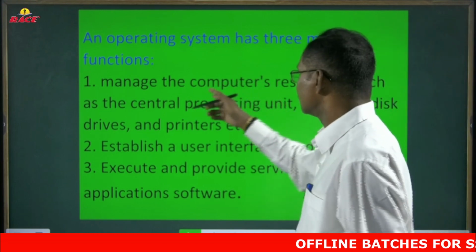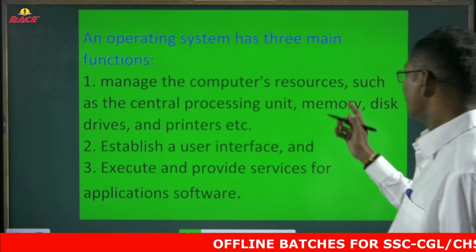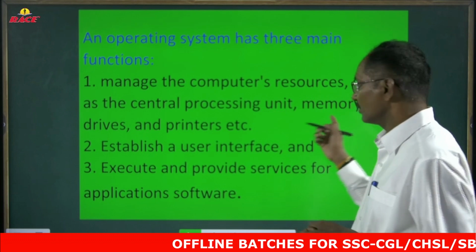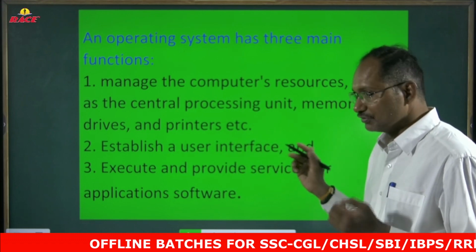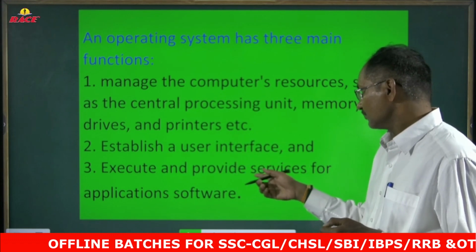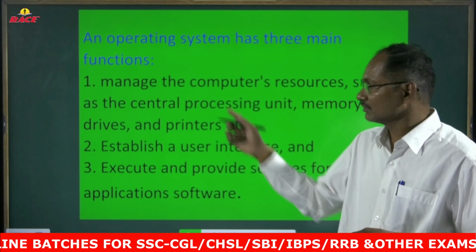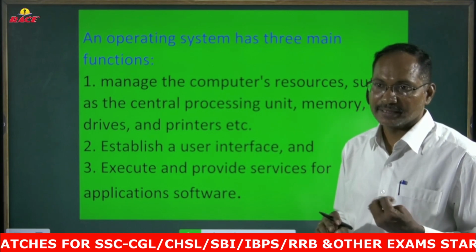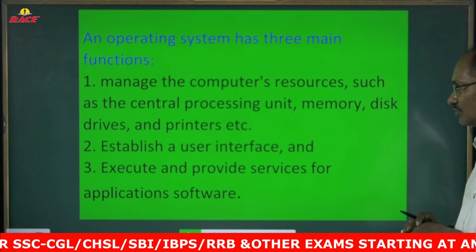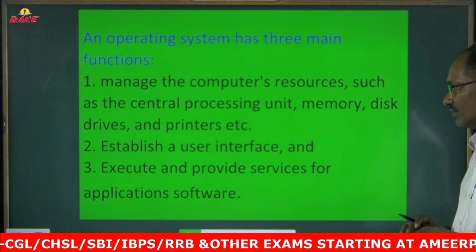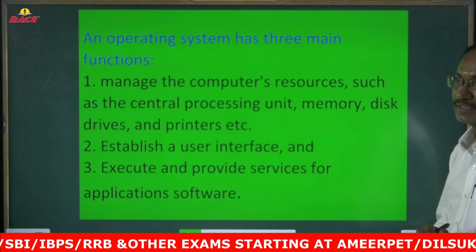The operating system has three main functions. What is the function of the operating system? First, it controls the processing unit, memory unit, disk drives, and printer or input devices. Next, it is the interface for the user, and it executes the services provided for application software. Whatever application softwares you have given, it provides everything. So the operating system controls three main important tasks: the processing unit, memory, hard disk drives, printer and input devices, the user interface, and executing the services for application software. Whatever task you give, it processes and gives the output.